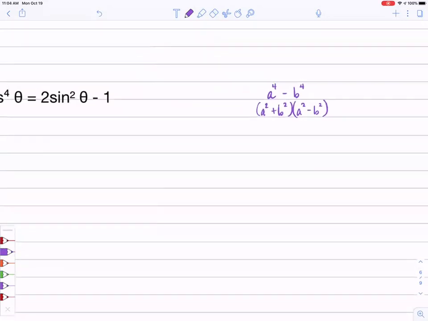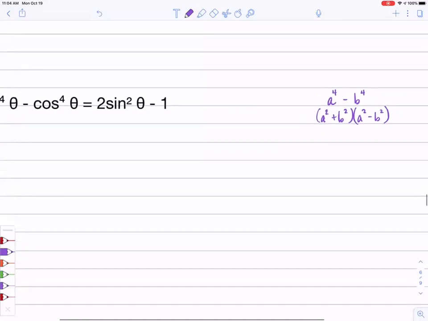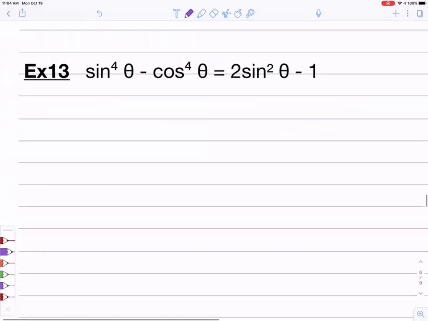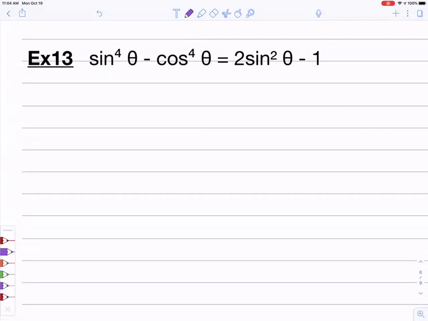All right, so now let's take our algebra skills and let's go over here to our trigonometry and apply the algebra skills to the trigonometry. Okay, so how can I factor the left side?